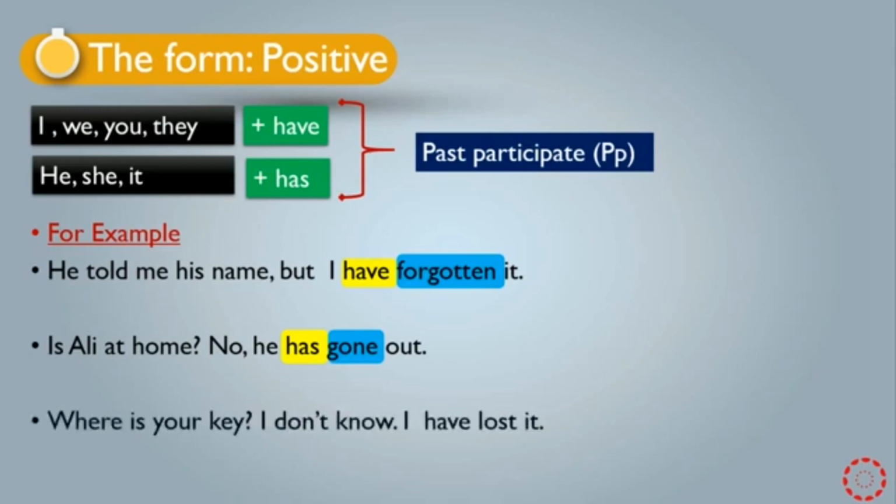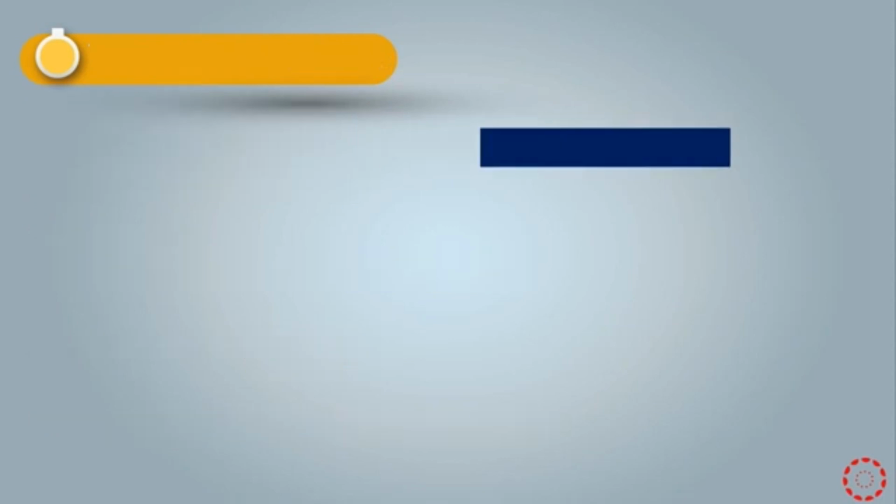Another one, where is your key? Someone asked, where is your key? And another one is responding, I don't know. I have lost it. With I, we use have, and after have, the verb should be in past participle form.